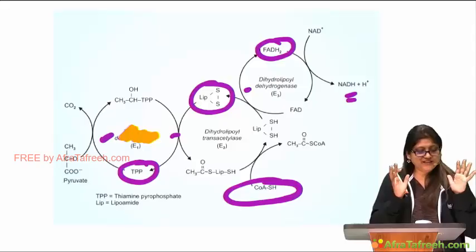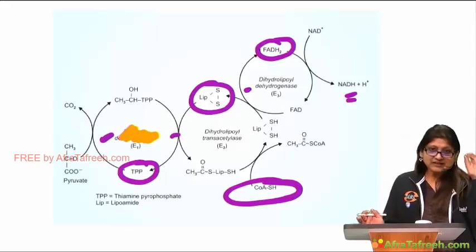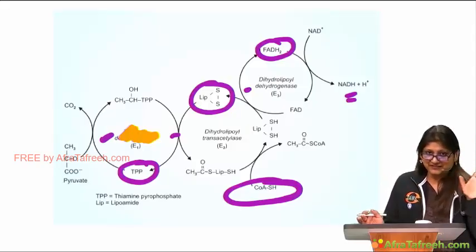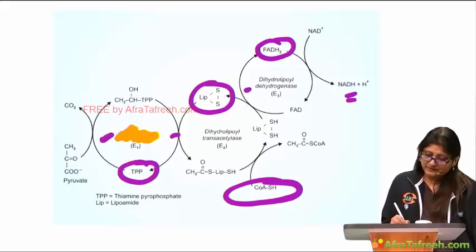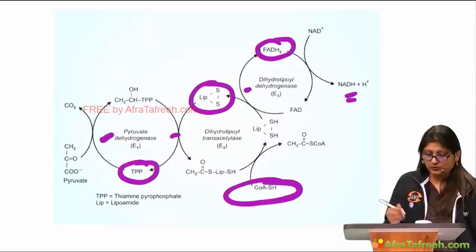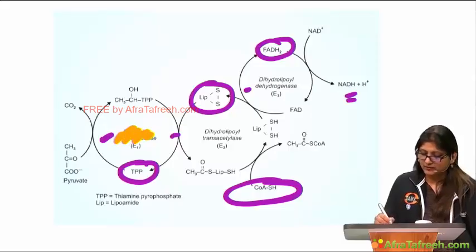I am teaching in English only, don't worry. So there are 5 coenzymes, right? So this I have told you. And the names of the enzymes they will delete, and they'll ask you what is the name of this E1 enzyme, what is the name of this E3 enzyme, that you have to answer, right?